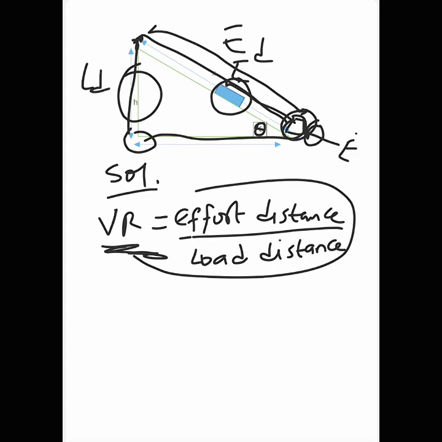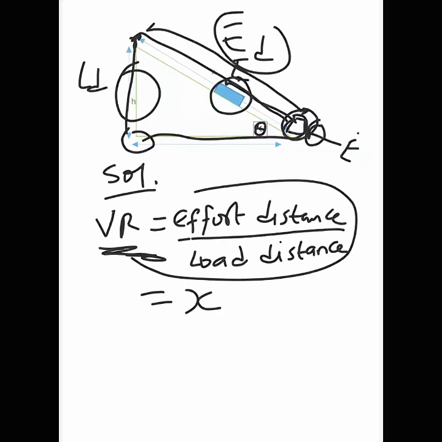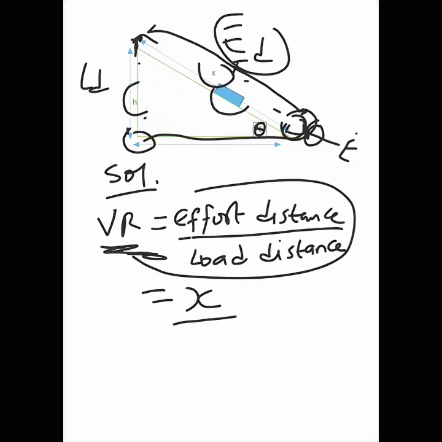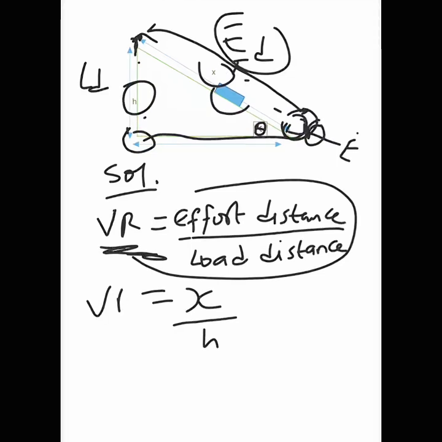If I come to my formula, let's understand this. This velocity ratio, which is effort distance over load distance: my effort distance is ED, which is equal to x, while my load distance is equal to the vertical height. My velocity ratio now is equal to x over h.